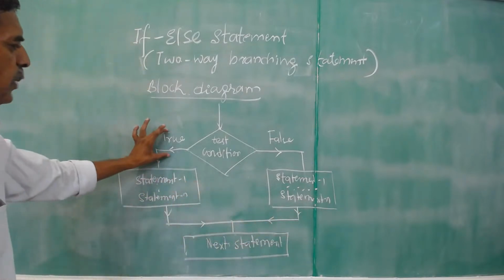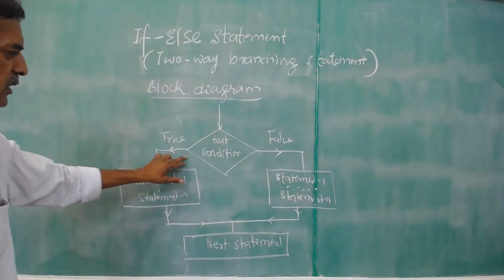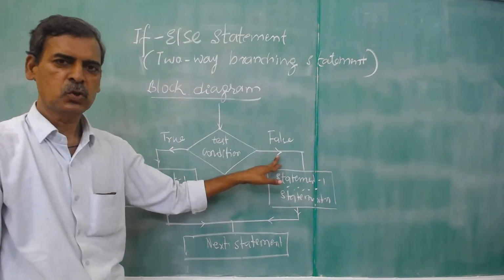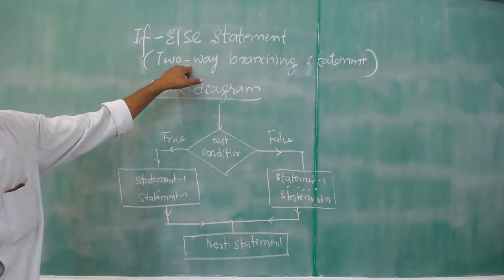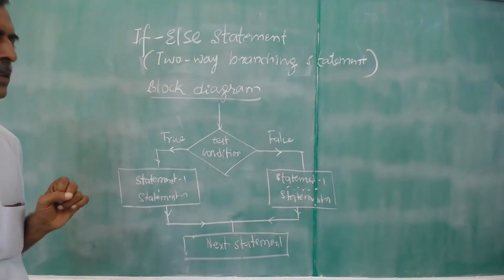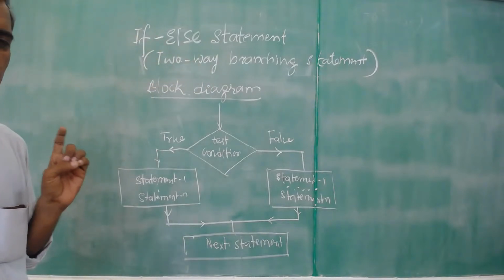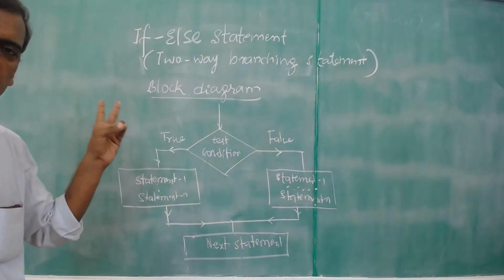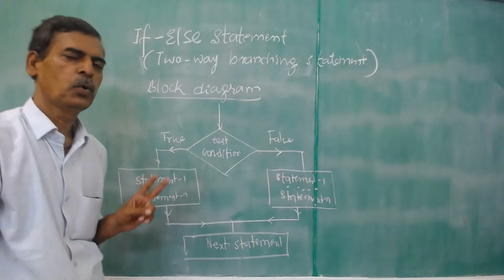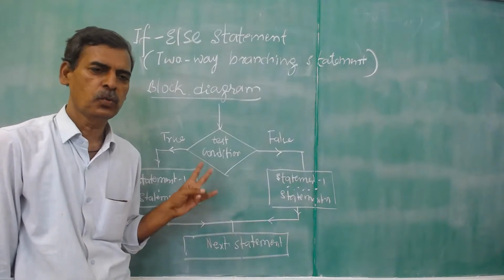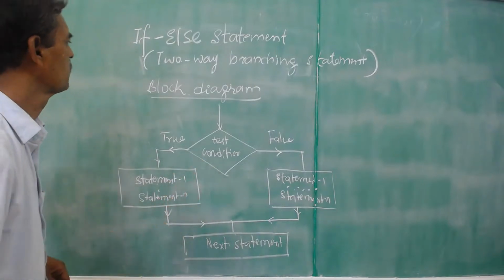As it has two branches, two ways, this is one way, this is another way. So it's called a two-way branching statement. An if statement has only one branch, only one way, so it's called a one-way branching statement. This is called a two-way branching statement because it has two branches, right?